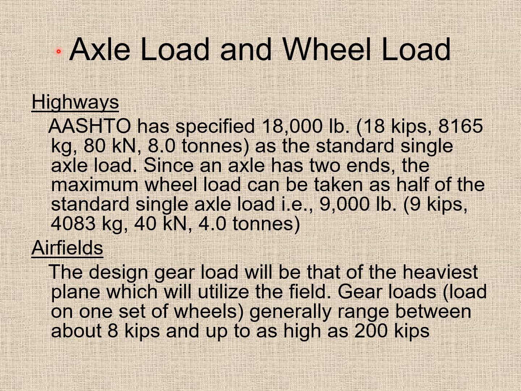Axle load and wheel load. In case of highways, AASHTO has specified 18,000 pound or 18 kips or 8165 kilogram or 80 kilonewton or 8 ton as the standard single axle load. Since an axle has two ends, the maximum wheel load can be taken as half of the standard single axle load, that is 9,000 pound, 9 kips, 4083 kilogram, 40 kilonewton or 4 tons. So keep this in mind that in the case of highways, 18,000 pound axle load is considered as the standard axle.